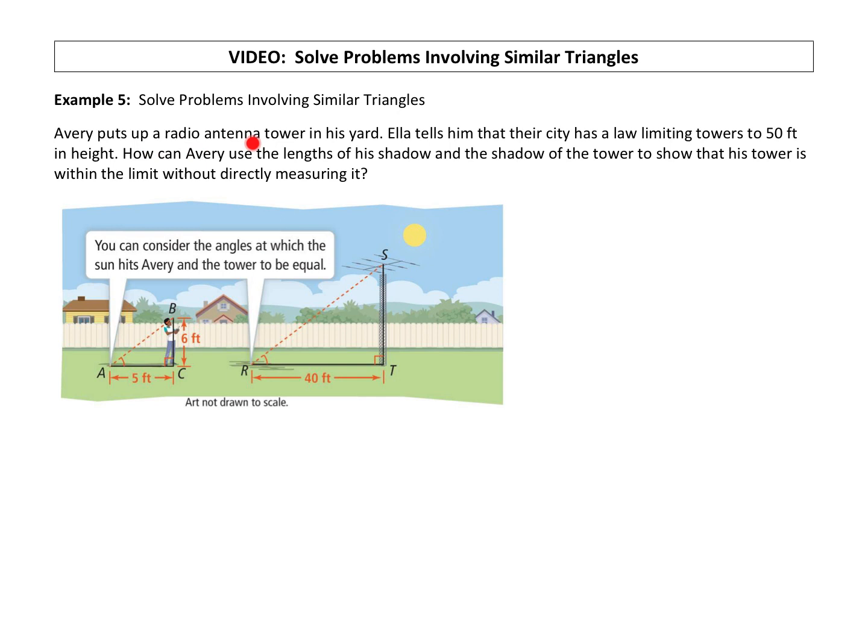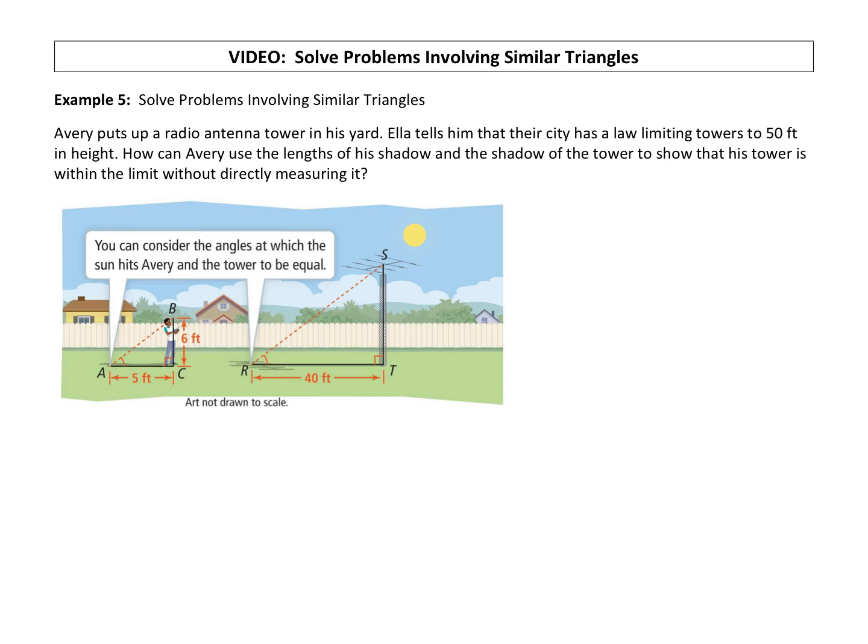Avery puts up a radio antenna tower in his yard. Ella tells him that their city has a law limiting towers to 50 feet in height. How can Avery use the lengths of his shadow and the shadow of the tower to show that his tower is within the limit without directly measuring it?